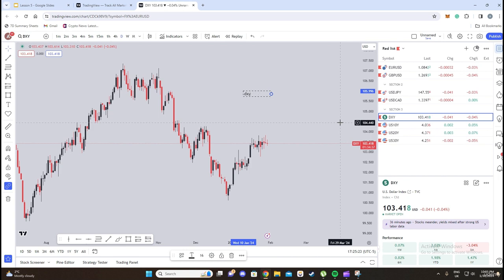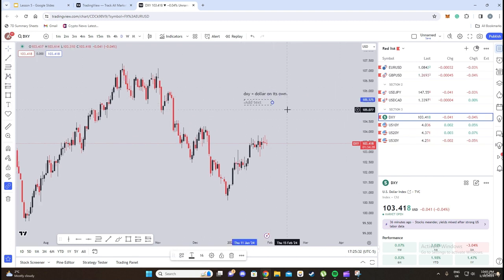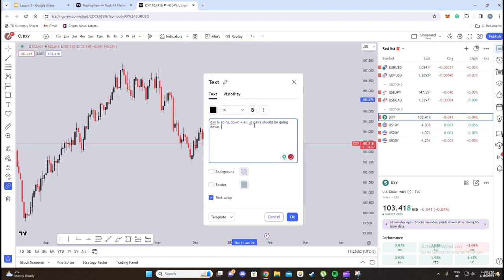So DXY is equal to dollar on its own. Okay, so when DXY is going down, that means all US pairs should be going down, because there's correlation with it. And the opposite. Oh wait, let me just add it here. So DXY is going down means all US pairs should be going down, and all foreign pairs should be trading higher.